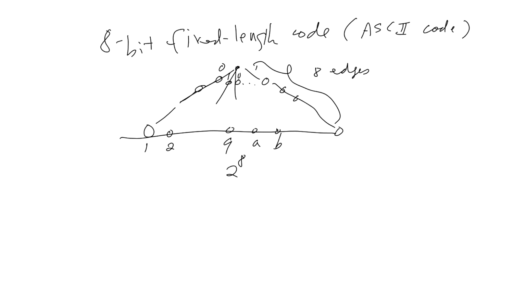So encoding is easy, and decoding is also easy because you read 8 bits at a time, and then you look at the mapping table, then you know which character it represents.